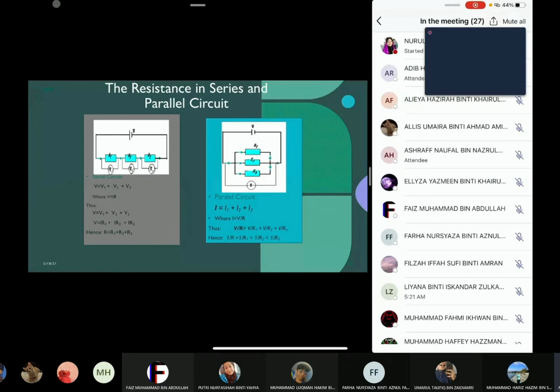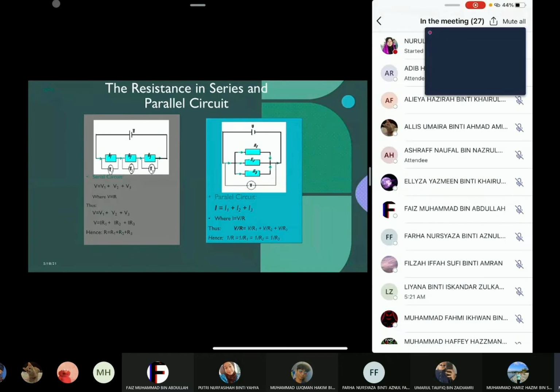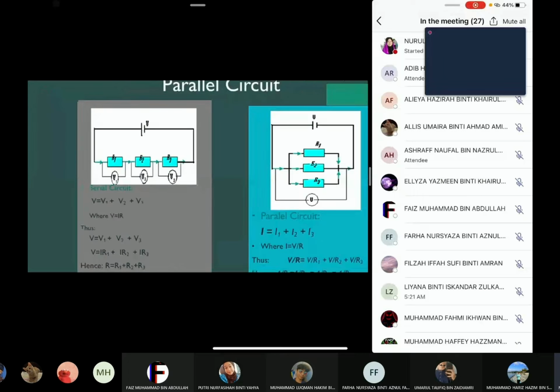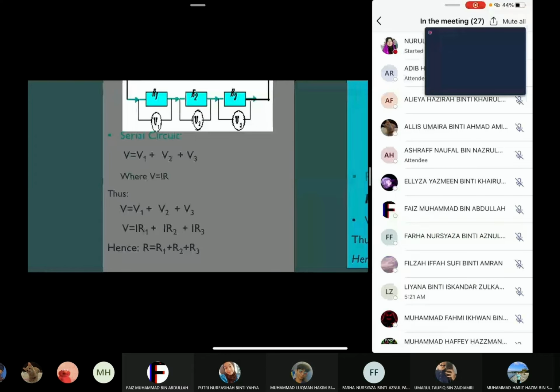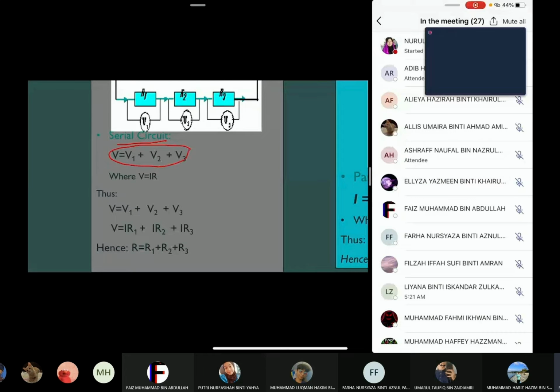Okay, next, resistance. Before we talk about resistance, let's talk about the voltage earlier. Voltage and current, we have already seen the current too. Now, we combine current and voltage. Now, look at this. So this is a series circuit. Voltage like this. But for series, current I1 equals I2 equals I3. Right?